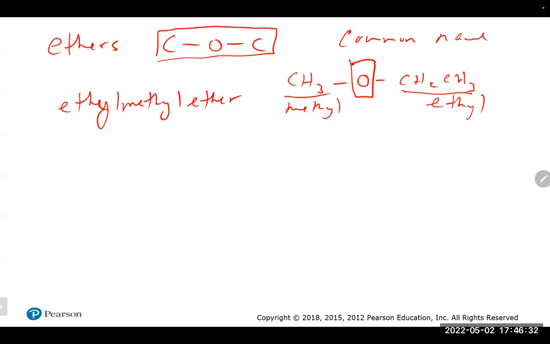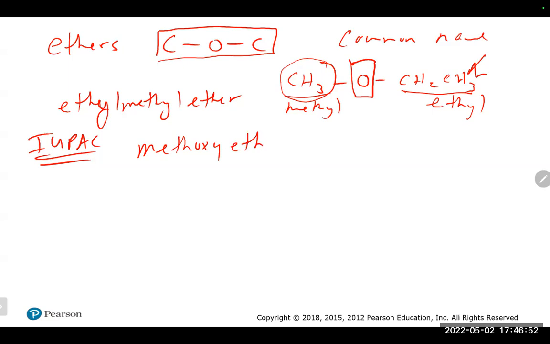I might have mentioned the proper IUPAC way of naming, which I don't think your book does, and we'll go with the common one. In the IUPAC way, you name this group and put OXY at the end, so this is known as methoxy for the methyl group. The longest carbon chain is 2 carbons, ethane, so this is also known as methoxyethane. But we will go with the more common way of naming it.